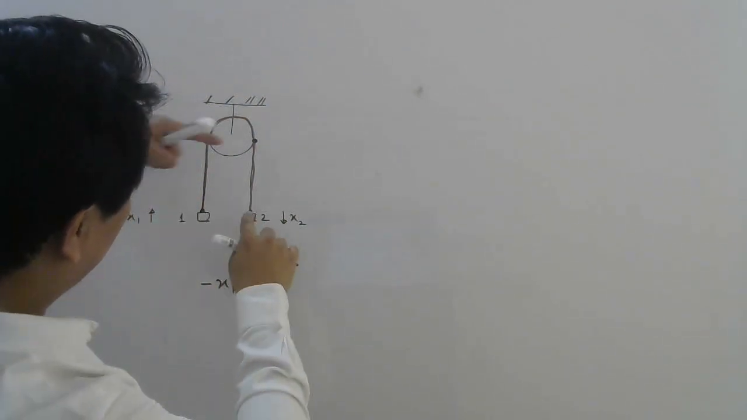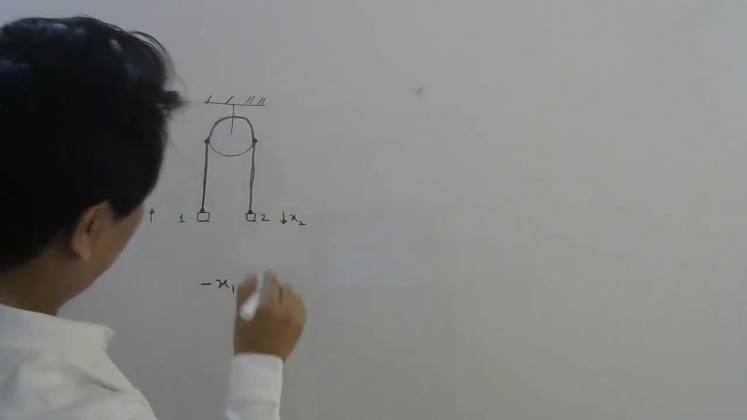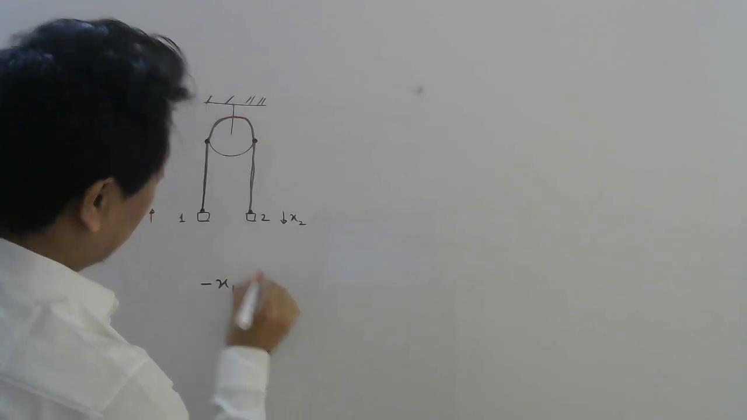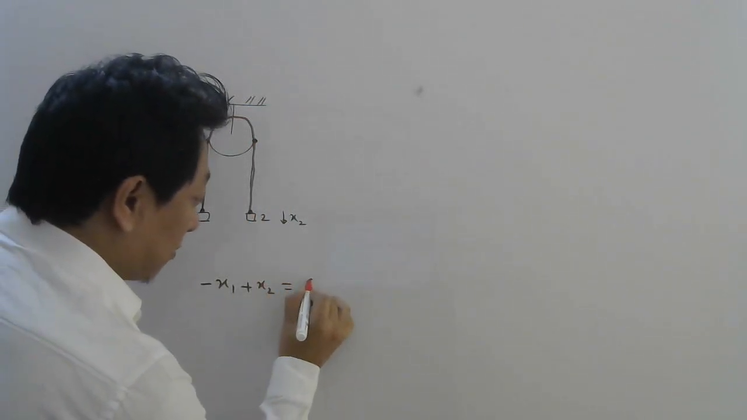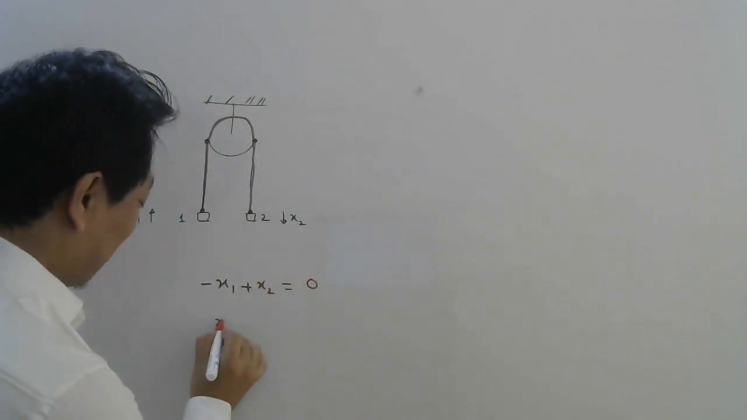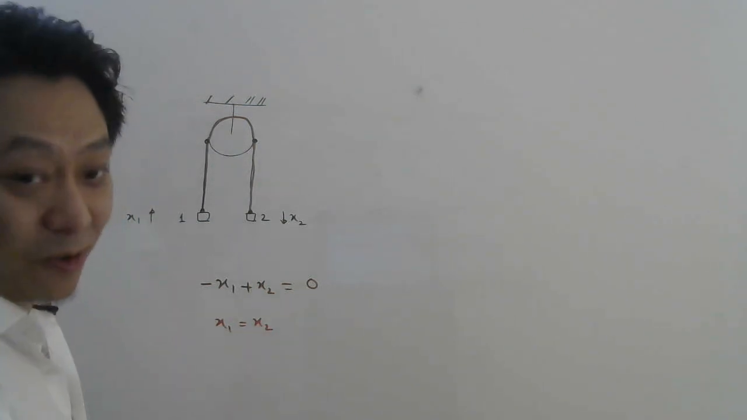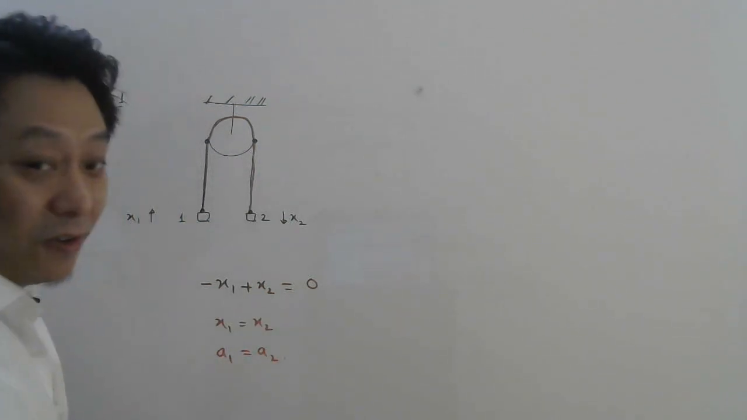Similarly, this end, if you see here, is trying to increase the length by going down. So plus x2. And these two ends are not moving, right? So the total displacement should be 0 because the length of the string cannot change. So from here again we will get x1 equal to x2. So if you do the derivation, you will get a1 equal to a2.